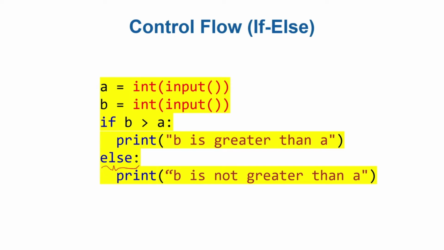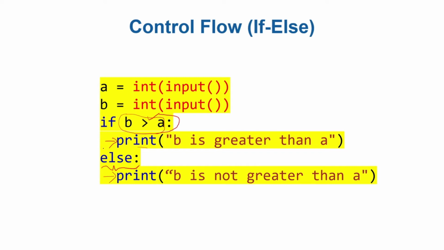The else part of if is, as the name suggests, if this condition is true, then go there. If this is not true, which means else, then go there. So if this is true, you land here. If this is false, then you land in the else part for sure. And this else is, if B is greater than A is true, then you print this thing. Otherwise, A might be greater than B or A might be equal to B. Either way, you land in the else part.